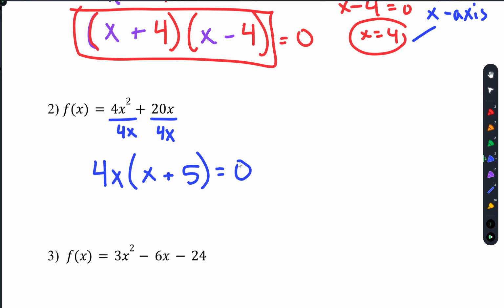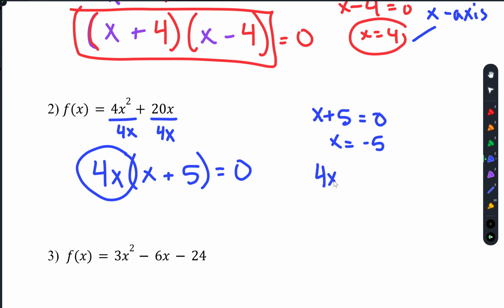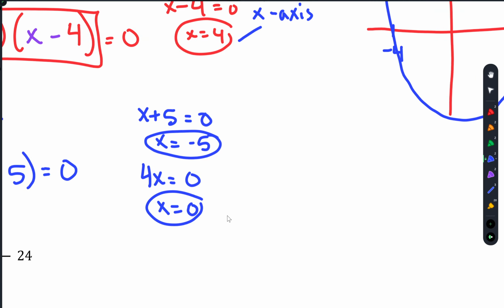From here, I'm kind of done. I don't have to do any other factoring. I can just set each term equal to 0 and get my answers. Every term that has an x in it gets set equal to 0. So not only should I have the x plus 5 equals 0, but we also can't forget about this 4x equals 0 because it has an x in it. So I have two solutions, negative 5 and 0.